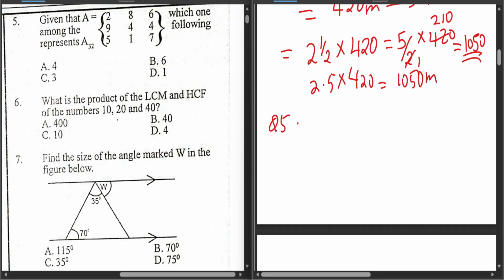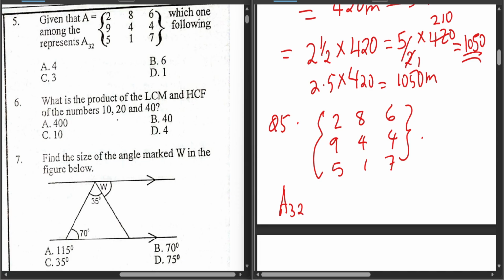Now for question 5, given that A is equal to 286944517, which one among the following represents A32? Okay, let me represent A32. So yeah, you have A32. A32 means third row but second column. So third row, second column, because this represents row, this represents column.